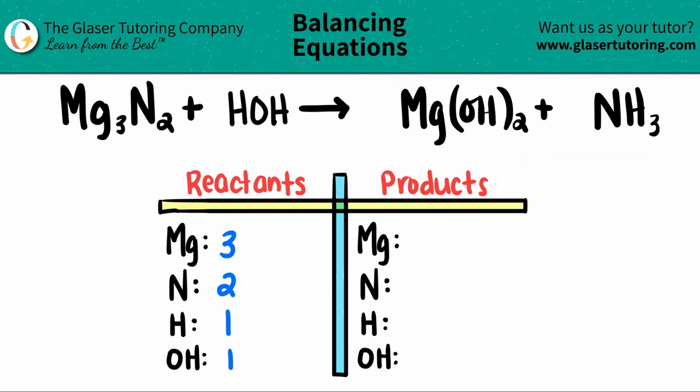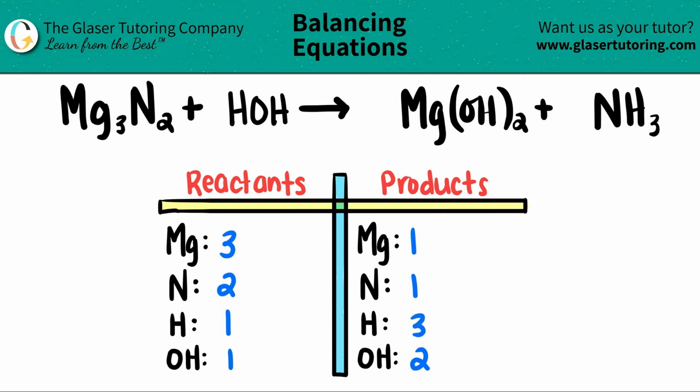Let's go on to the product side. For magnesium, I don't see any subscript here, so that secretly means that there's a 1 here. Now for the hydroxide ion, I have 2 OHs, right? So wherever my OH is, I'm going to say that I have 2 of these. And then for the nitrogen, I have only 1 nitrogen, so I have to put a 1 here. And then there's 3 hydrogens, so I'm going to put a 3 here.